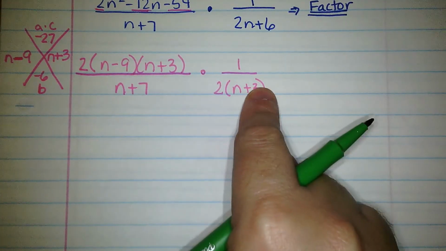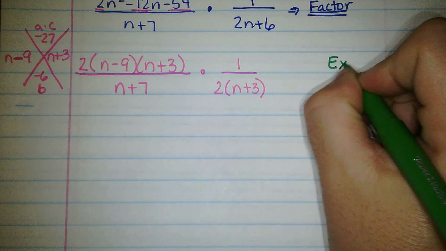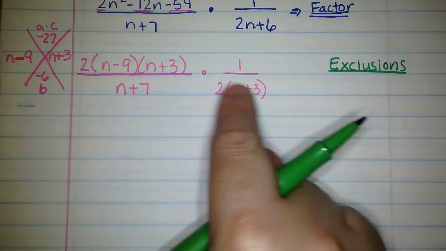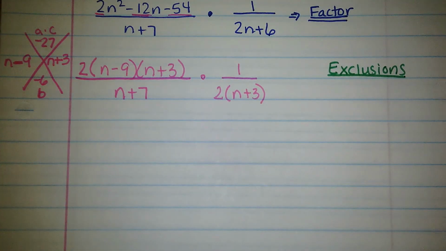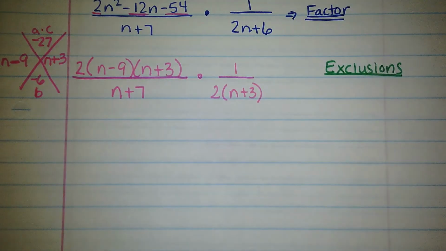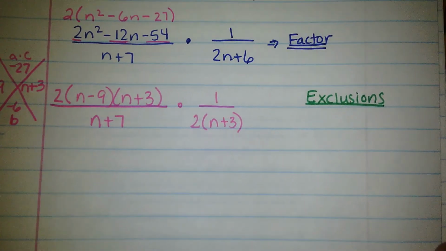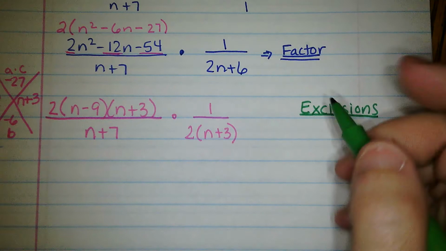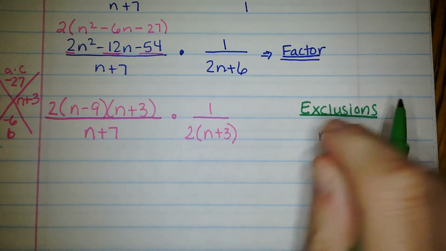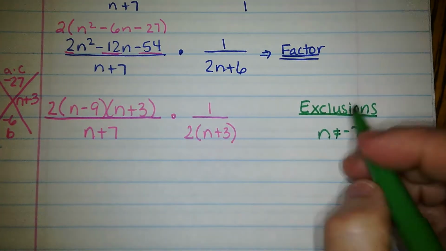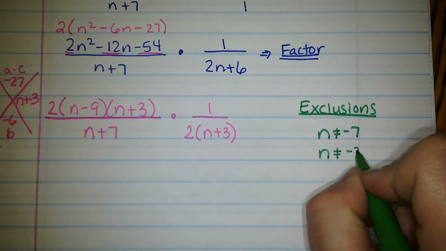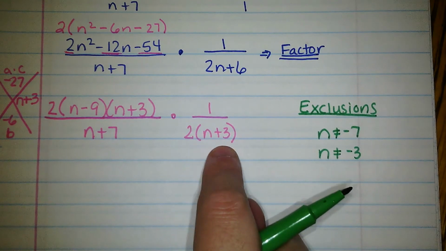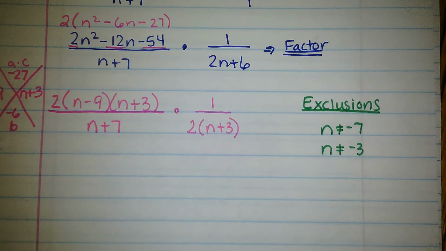Okay, so we have factored everything. Now we write our exclusions down. Exclusions are anywhere in the denominator where your fraction would be equal to 0, and the numerator of your second fraction. In this case, our numerator doesn't have one. But in this case here, our denominator, n cannot be negative 7. And this one, n cannot be negative 3. I don't really need to worry about the 2. It's more the variable part.